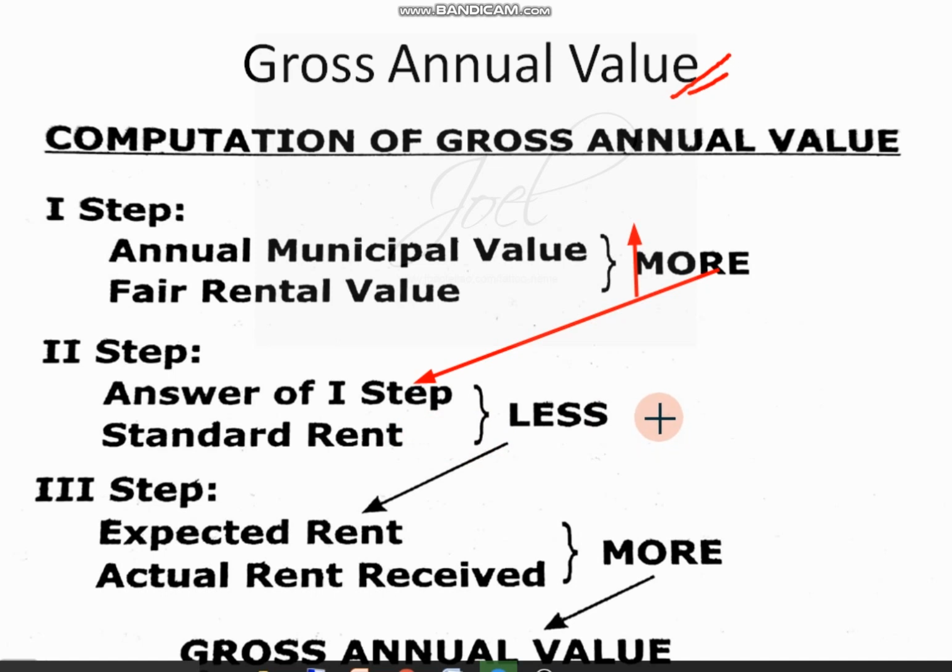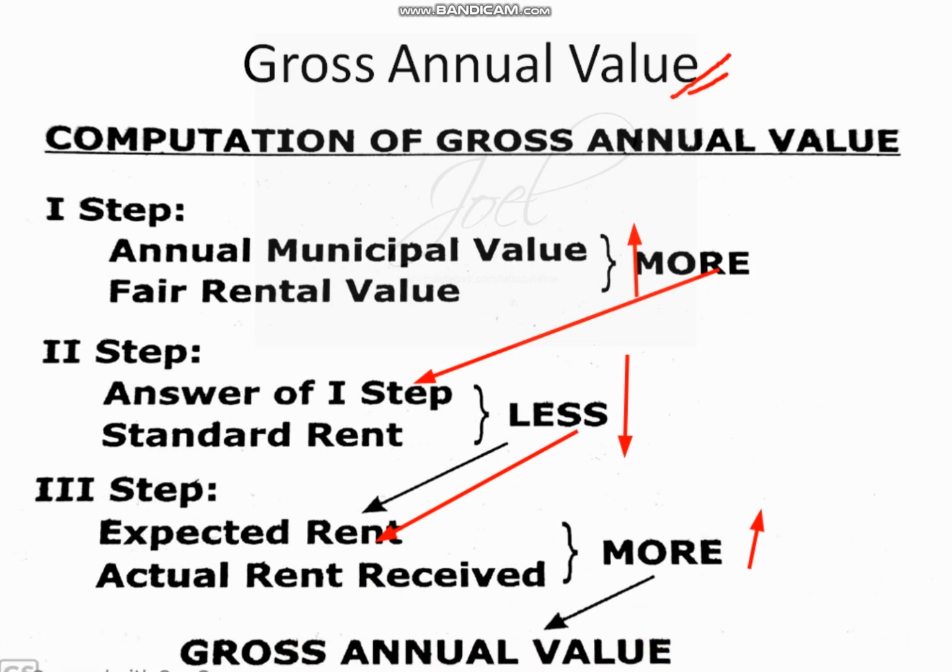Out of these two amounts, whatever amount you get, you have to consider the lowest amount. So here you will get one amount. This amount is called expected rent. Expected rent and actual rent received, whichever is highest, is to be considered. That amount is known as gross annual value. That is what we studied in the previous class.